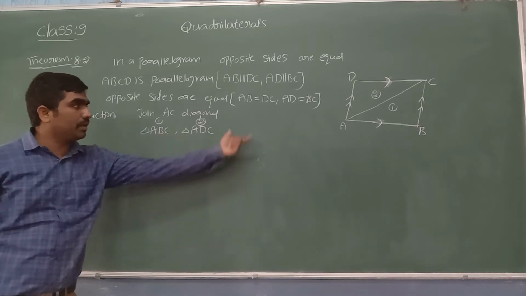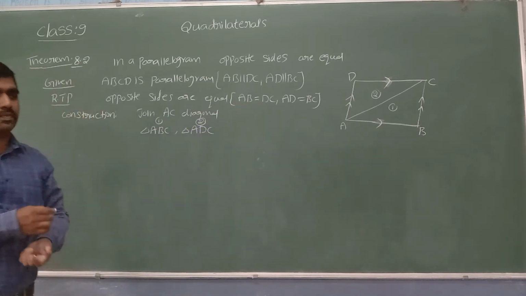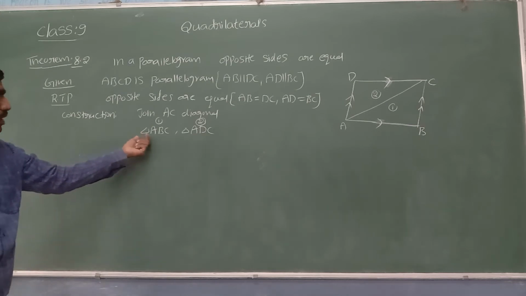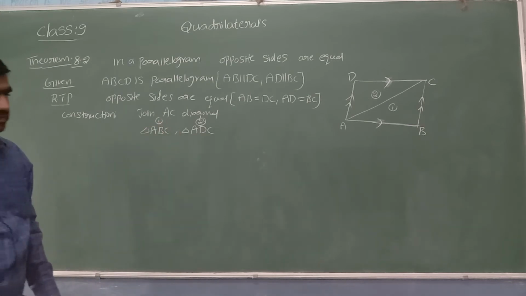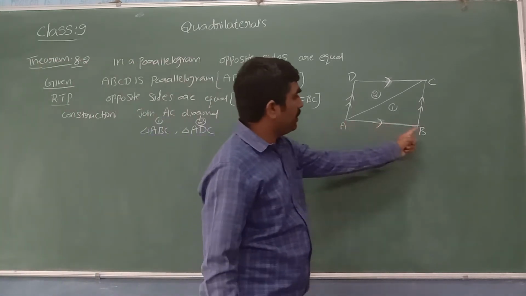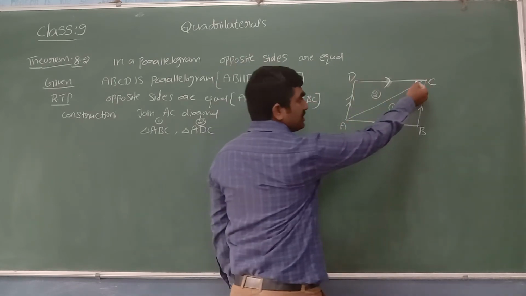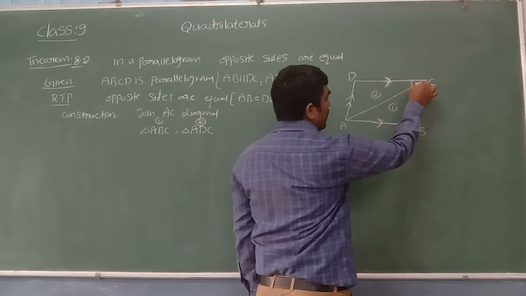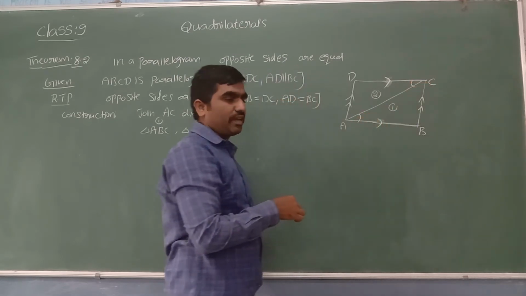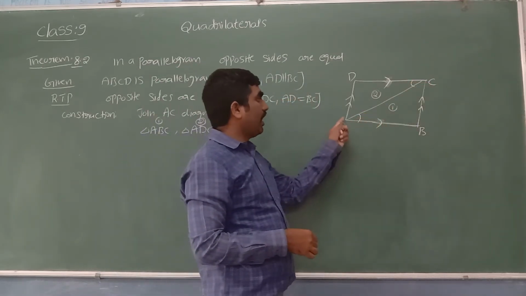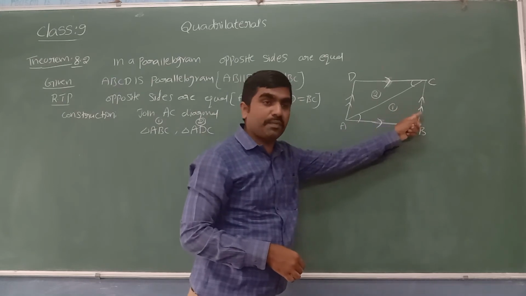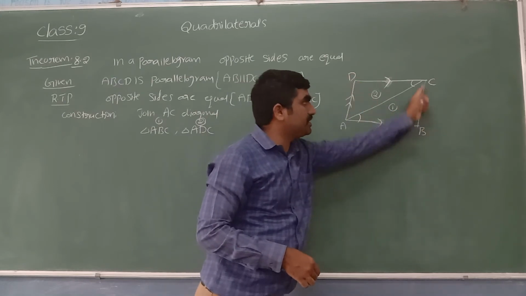Then we can easily get corresponding sides equal. Now tell me, how can I say these both are congruent? Sir, AB is parallel to CD. Then CA is called a transversal. Once CA is a transversal, both these angles are called alternate angles. Similarly, the other opposite sides are parallel. Now AD is parallel to BC, sir.